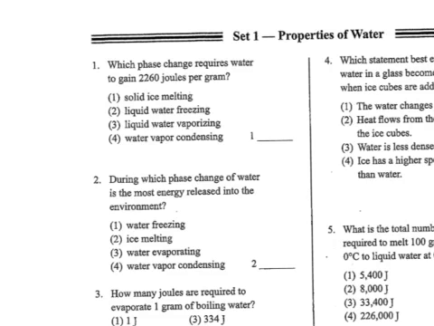Question number 1. Which phase change requires water to gain 2,260 joules per gram? So our clues here, phase change, so we know we're talking about properties of water, and gain 2,260 joules per gram. So if you look at the chart on the first page of your reference table, you will see that you have 4 choices. You have melting, freezing, vaporization, and condensing. And you need to pick the one which is gaining or absorbing 2,260 joules per gram.